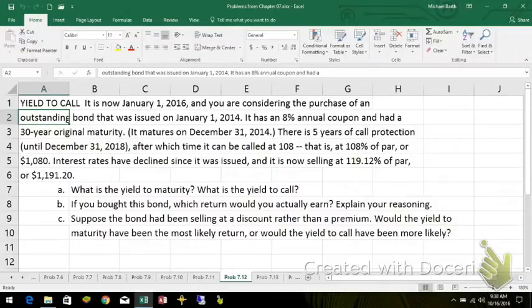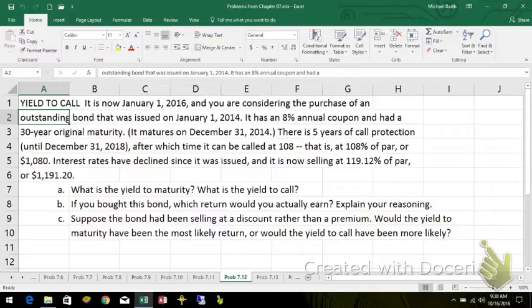If it's called, there is a call premium of 8%, which means that the call price would be $1,080 as opposed to only $1,000 par value. Interest rates decline, so the price of the bond's gone up, and it's selling at 119.12% of par. So with $1,000 par value, the price is currently $1191.20.